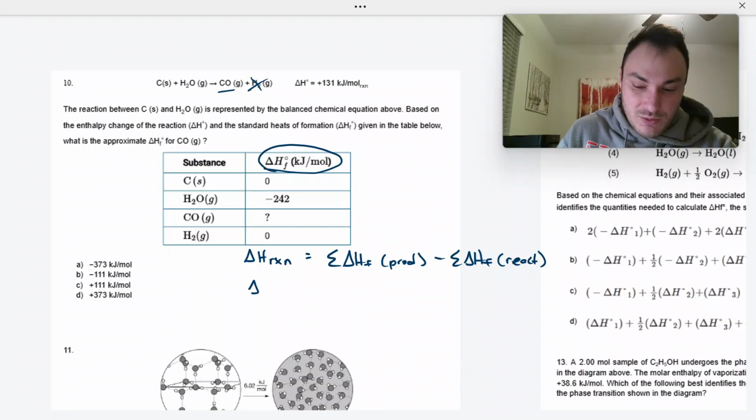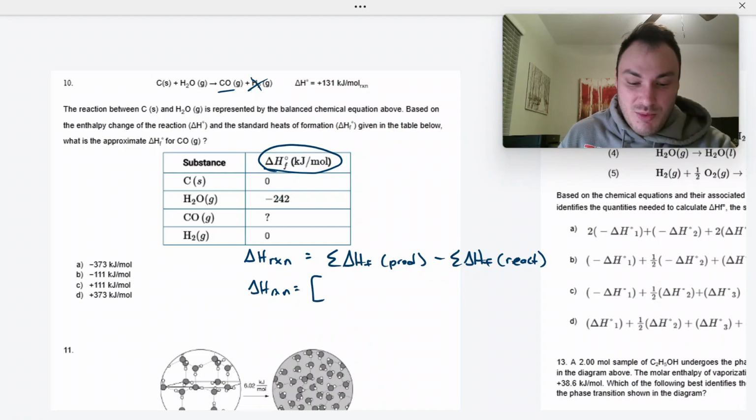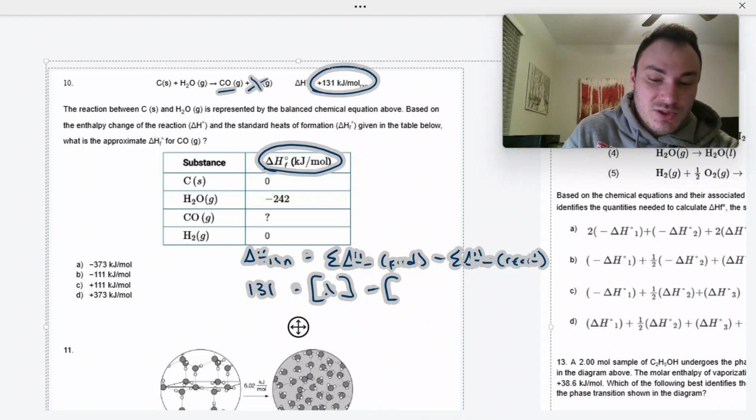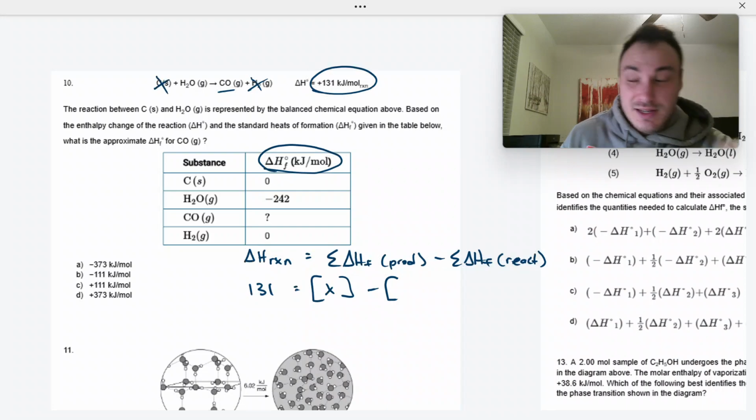So the enthalpy of the reaction is the enthalpy of formation of carbon monoxide. I'm just going to call that X. Oh, and we're given the enthalpy of the reaction, 131 kilojoules per mole. 131 equals X minus carbon, which also does not have an enthalpy of formation because that is its natural state. And we're looking for water. Water is negative 242. So we have negative 242.